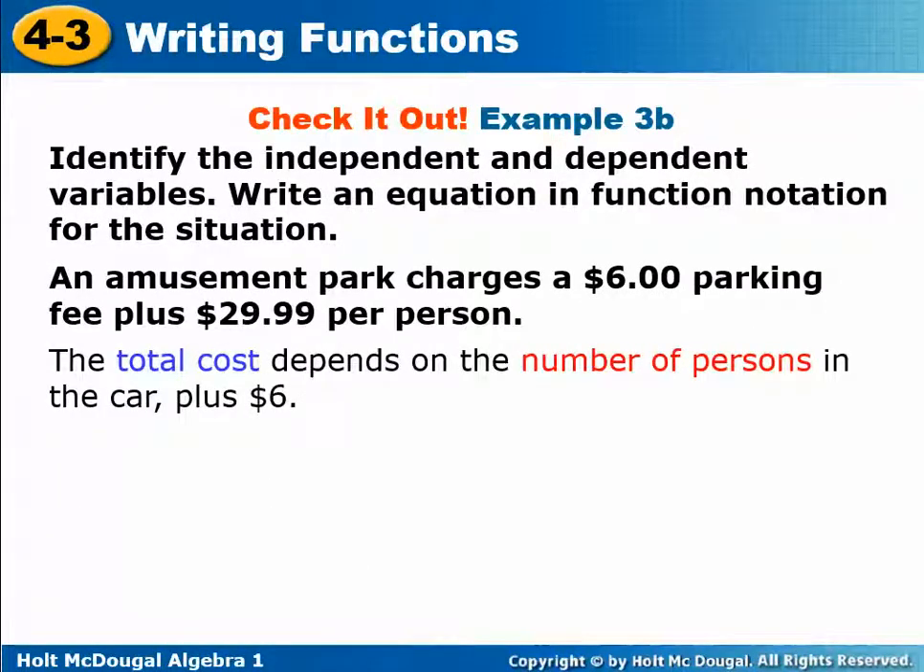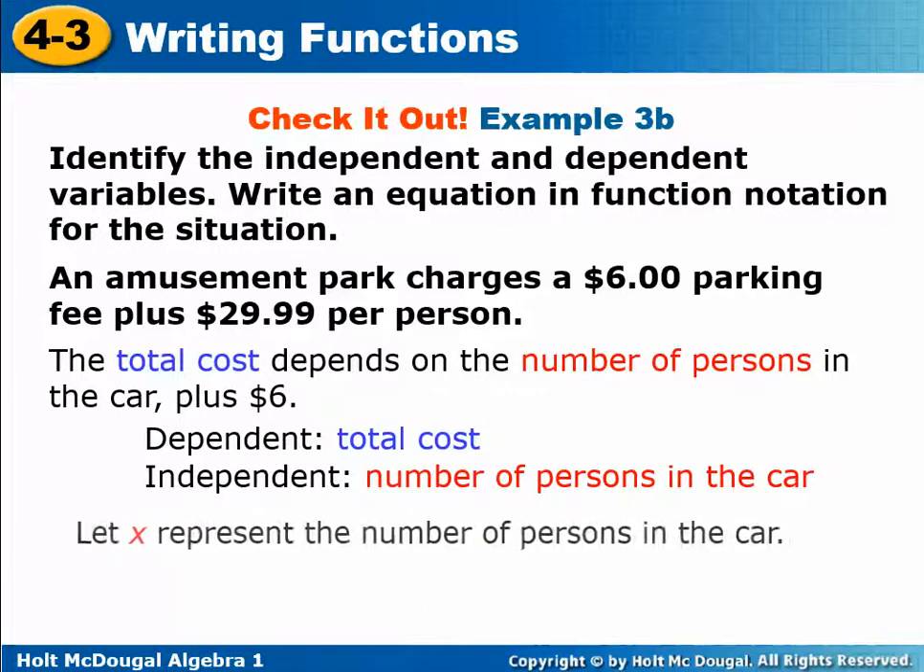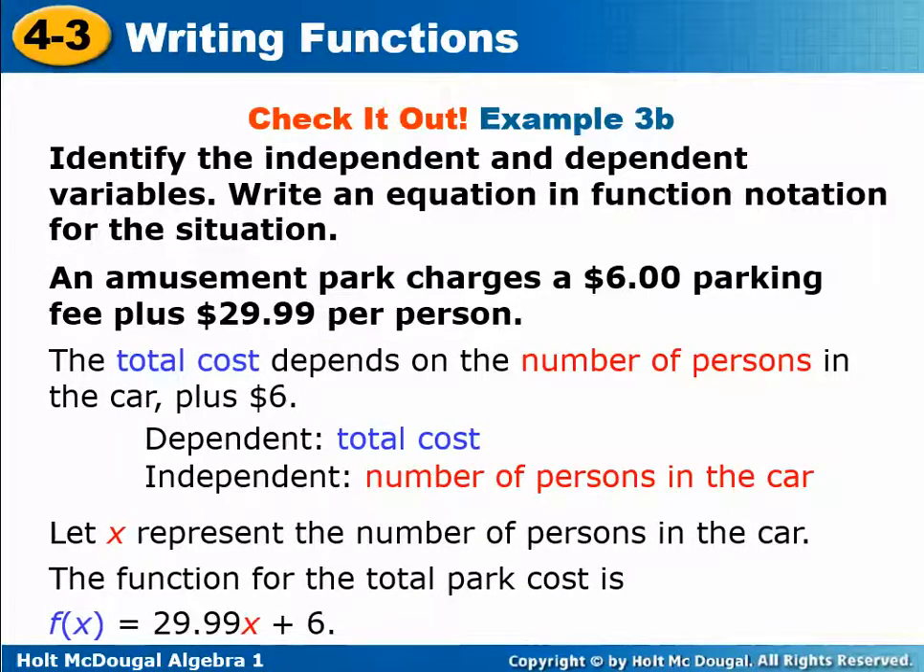Okay, one more example. The amusement park charges $6 parking fee plus $29.99 per person. The total cost depends on the number of persons in the car plus $6. So dependent again is cost, independent this time is number of persons in the car, and your equation would be f of x equals 6 plus 29.99x, or 29.99 times x plus 6.